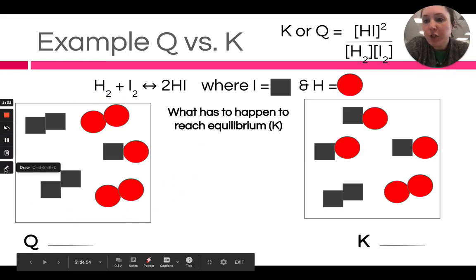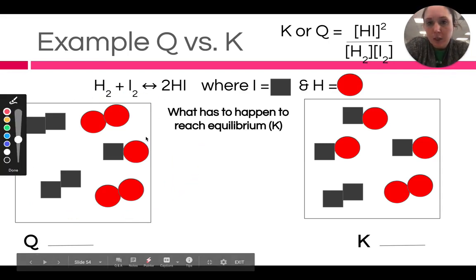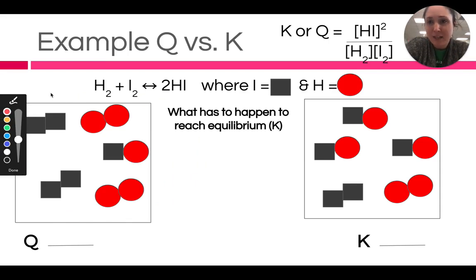And so what we want to take a look at is what has to happen. So again, this is maybe the start of our reaction, and we're trying to figure out where we are in relation to equilibrium, and how do we reach equilibrium? So this box on the right is showing K. So this is showing equilibrium. So if I look here, I'm trying to think, how can I make this one look like this one?